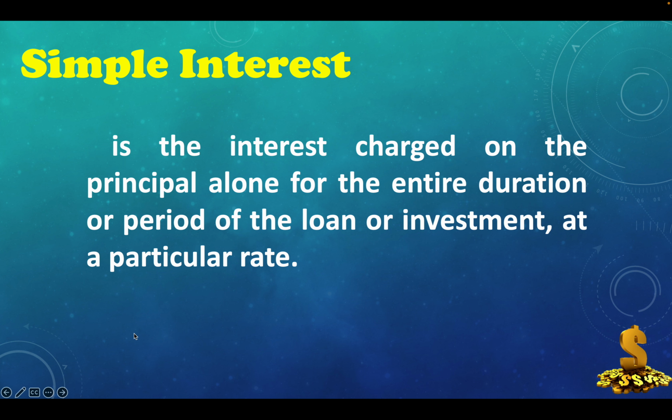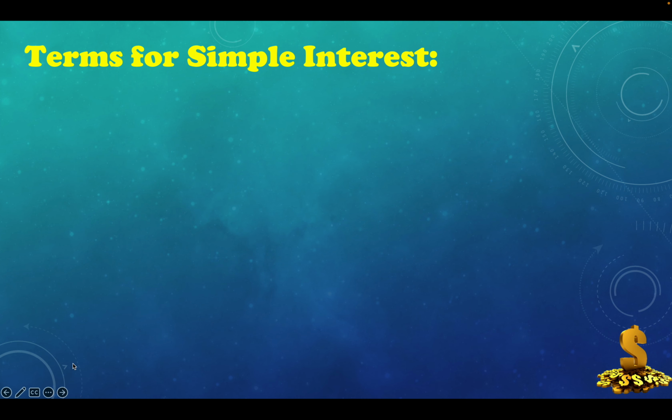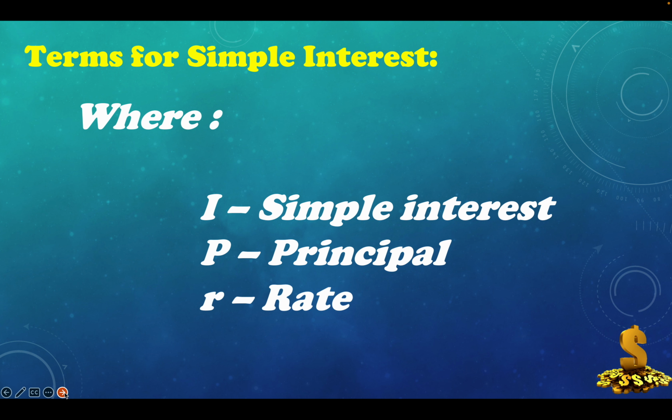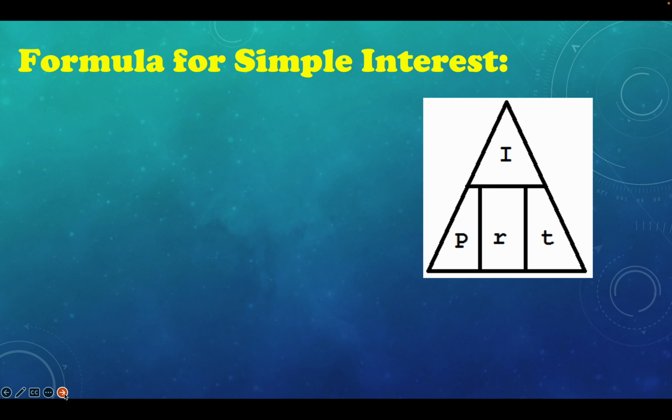So simple interest is charged on the principal alone on the entire duration of period of loan or investment at a particular rate and also with a particular time in which the time is represented in year. So year yung gamit sa time natin dito. So first, let us know the definitions that we use. So we have I that represents simple interest, capital P that represents the principal, rate is represented by small letter r, and time is represented by small letter t.